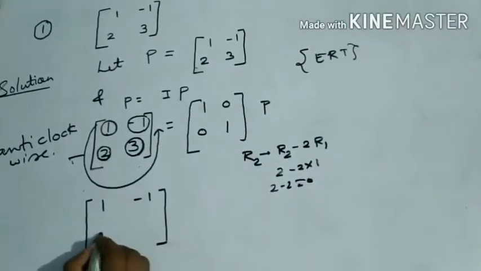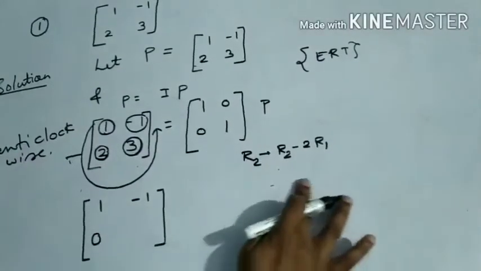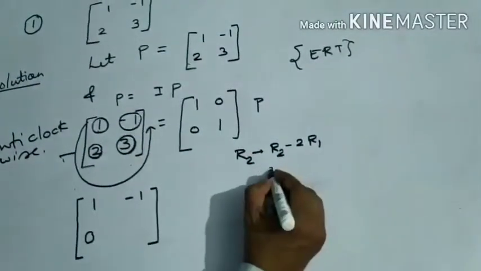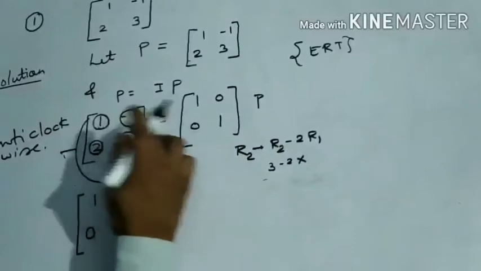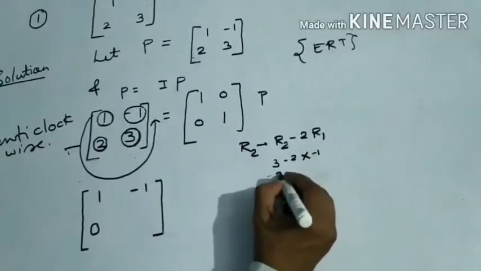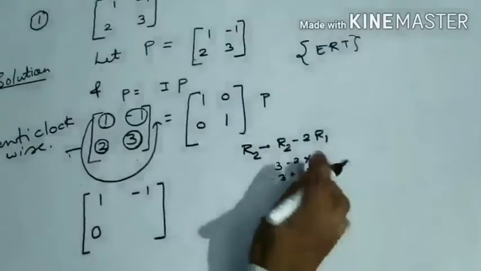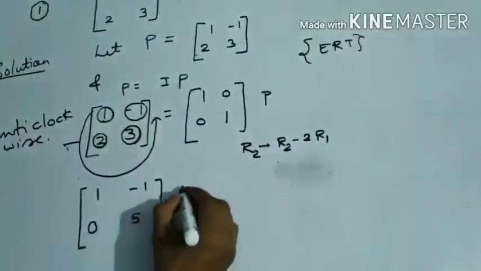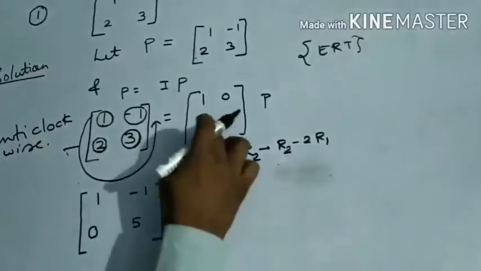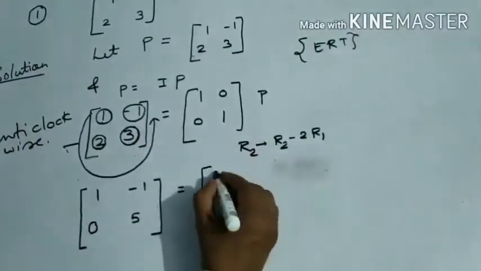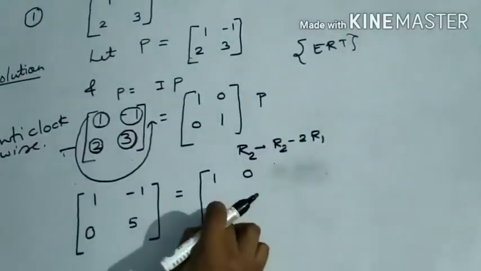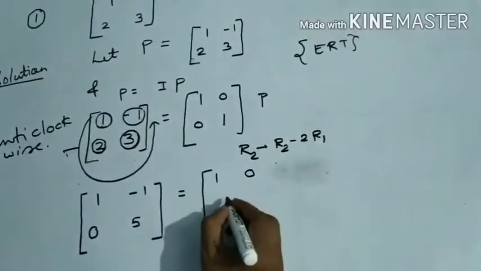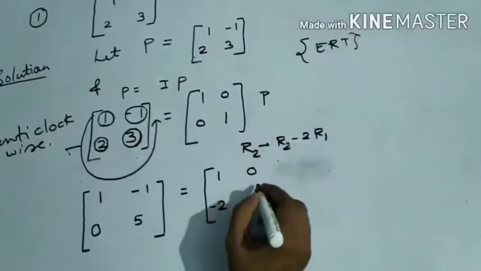It means that here this is the 0. Now second, you have to see R2. Here 3 minus 2, and then the minus 1 is given. So this is 3 plus 2, which becomes 5. So here we are getting 5. And this is equal to, here you have to also apply the same operation. First row there is no change, but in second row it changes. R2 means 0 minus 2 into 1, this becomes minus 2, and then this is the 1.